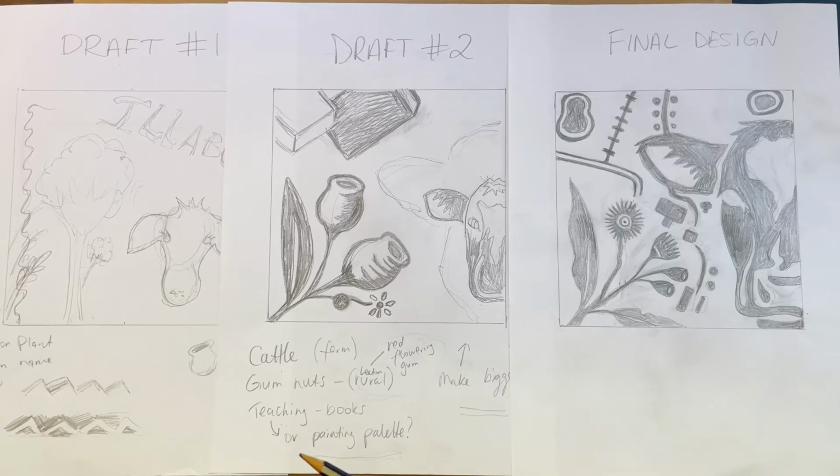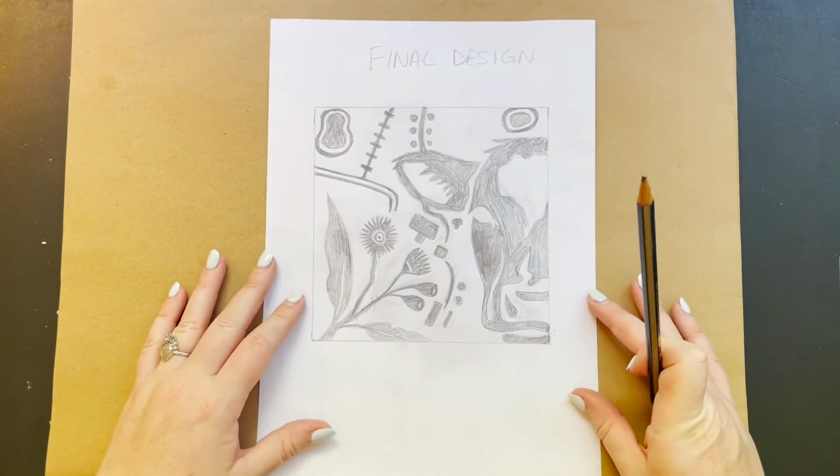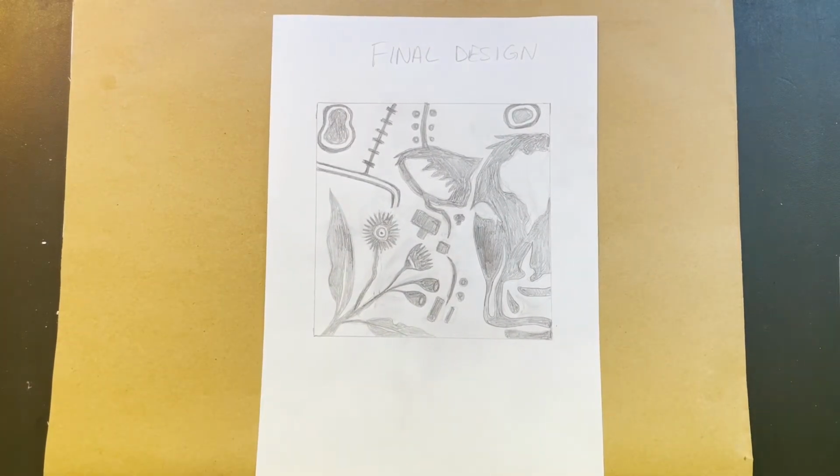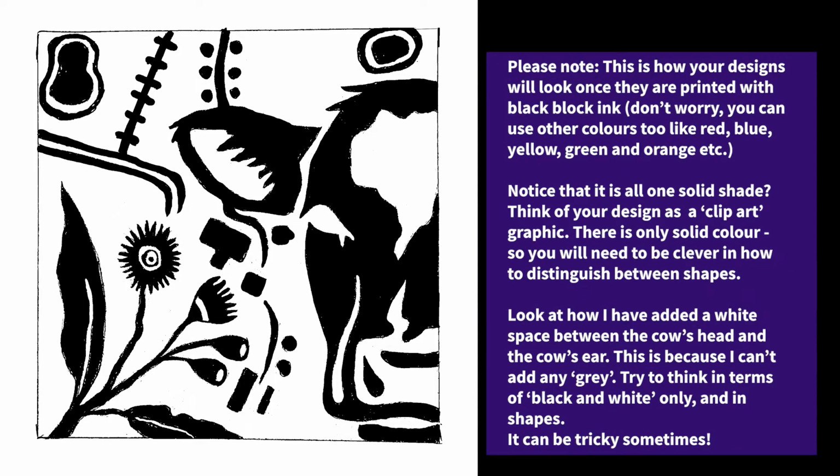Now, as you can see, I have blocked out my areas, they're nice and dark, and I've started to color in what would be black. Please note, this is how your designs will look once they are printed with black block ink. Don't worry, you can use other colors too, like red, blue, yellow, green, and orange, etc. Notice that it is all one solid shade. Think of your design as a clip art graphic. There is only solid color, so you will need to be clever in how to distinguish between shapes.